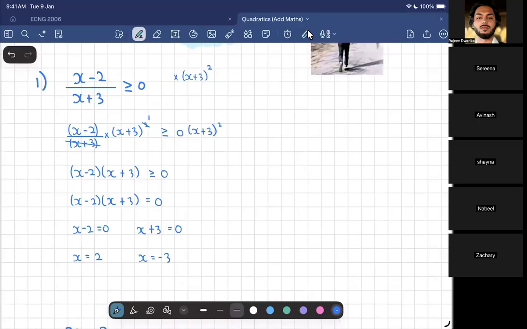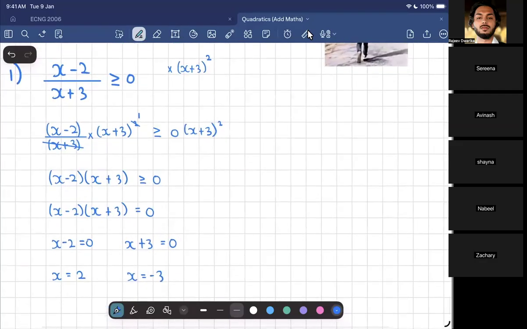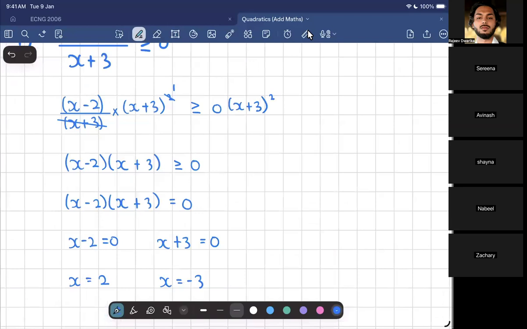The next thing you're supposed to do was sketch the graph, and figure out where to shade. But there was a trick with this question that most students would have lost a mark for. So, Serena, let's continue. We just found your roots, right? Yes, sir. So we found your roots.